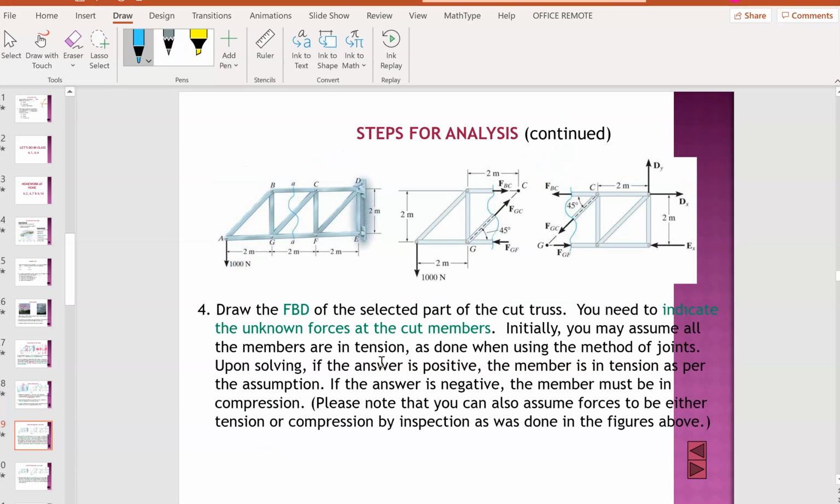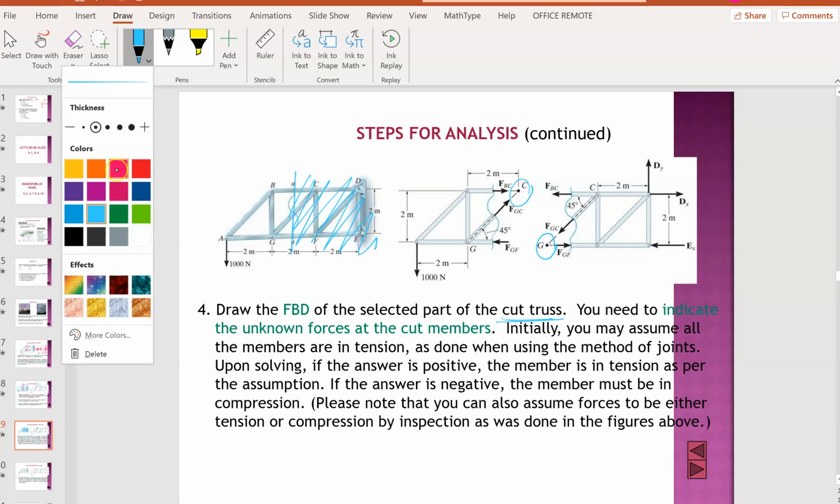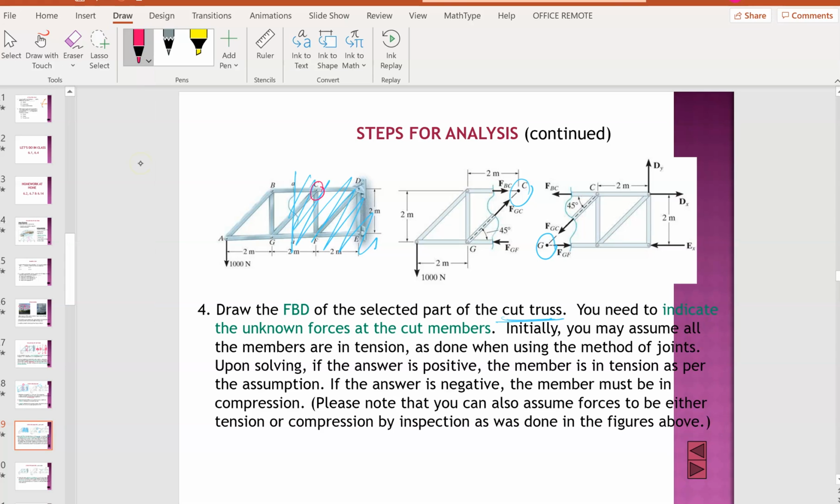Next, the fourth step is to draw the selected part of the cut truss, the part that you have cut, and then you indicate all the unknown forces, like what I've explained here. See, all this is imaginary, because when you cut from this side, when you cut here, this part is no more there, right? So C becomes imaginary, but you have your G. But when you cut the other side, then the G becomes imaginary. Yeah, this is very important.